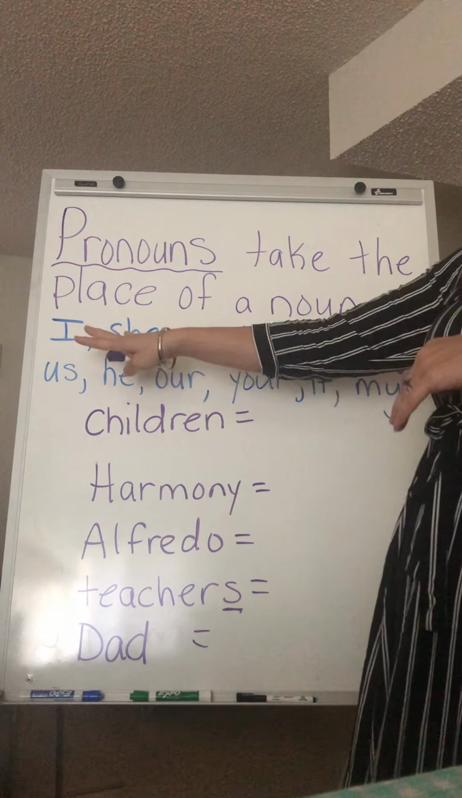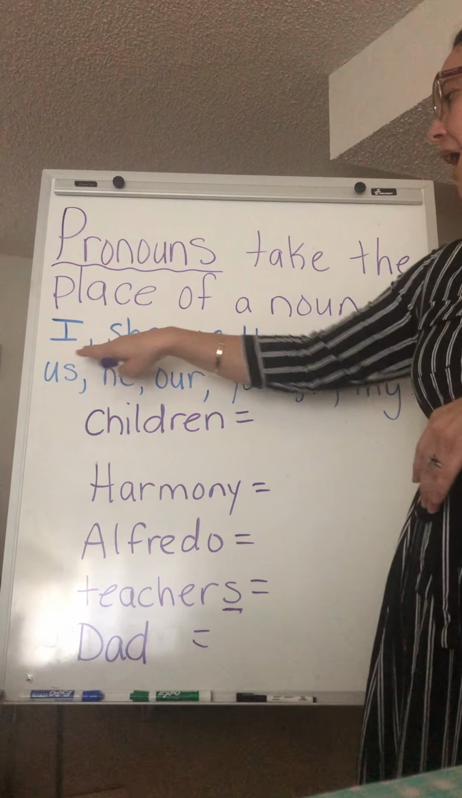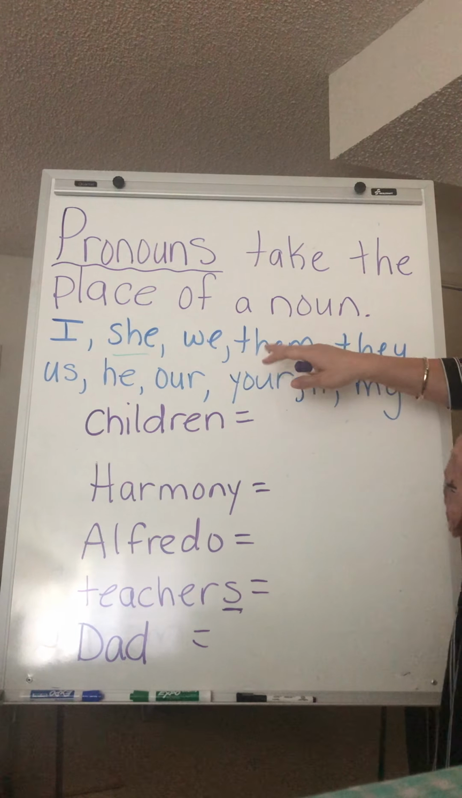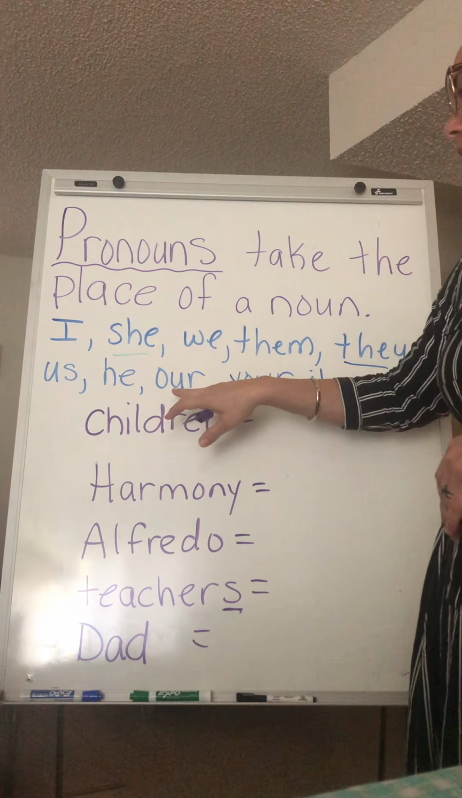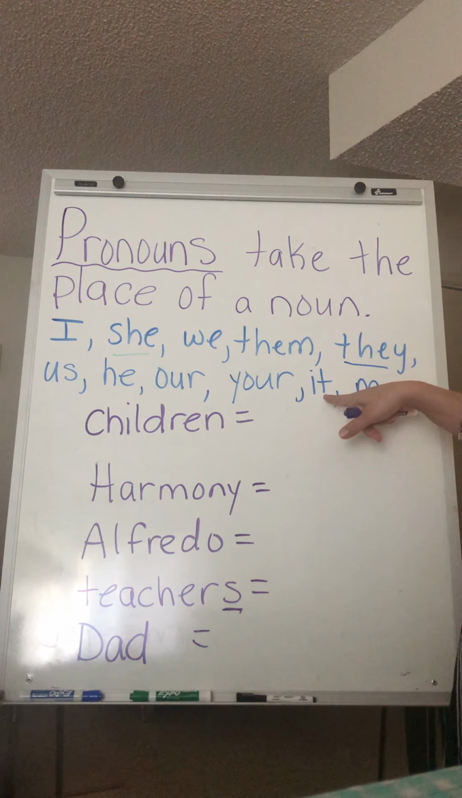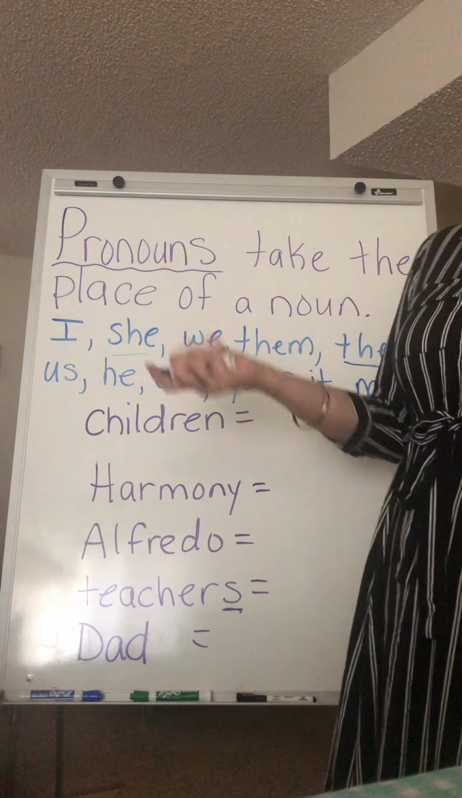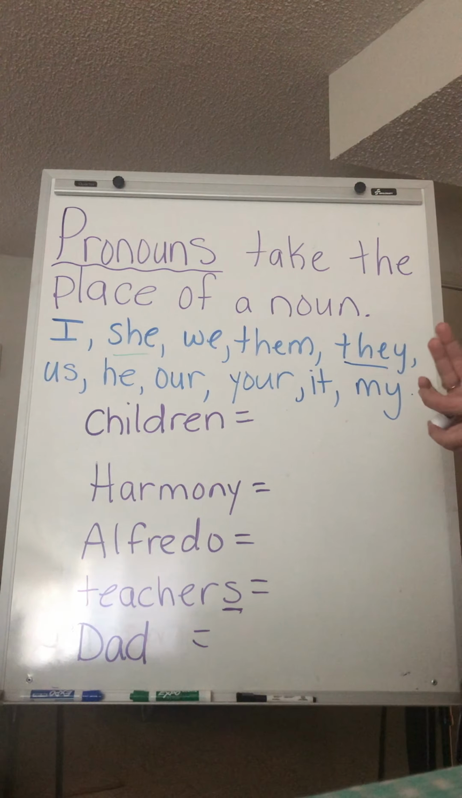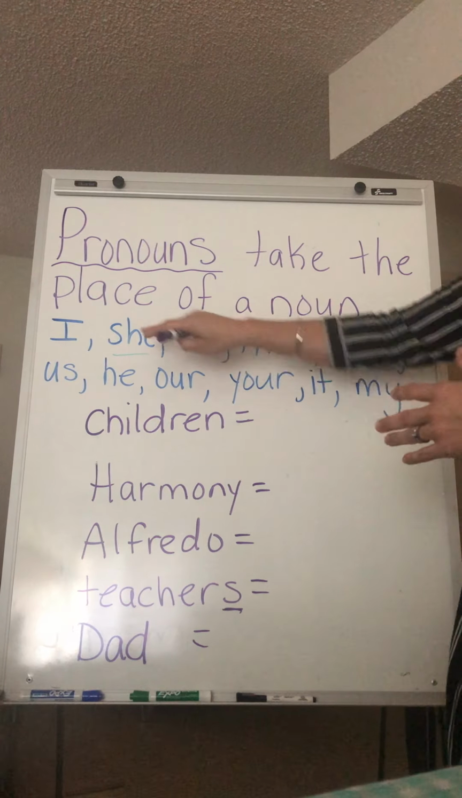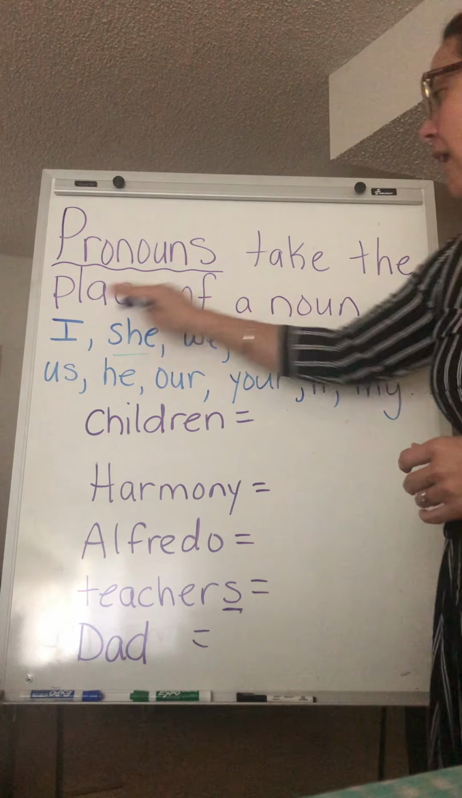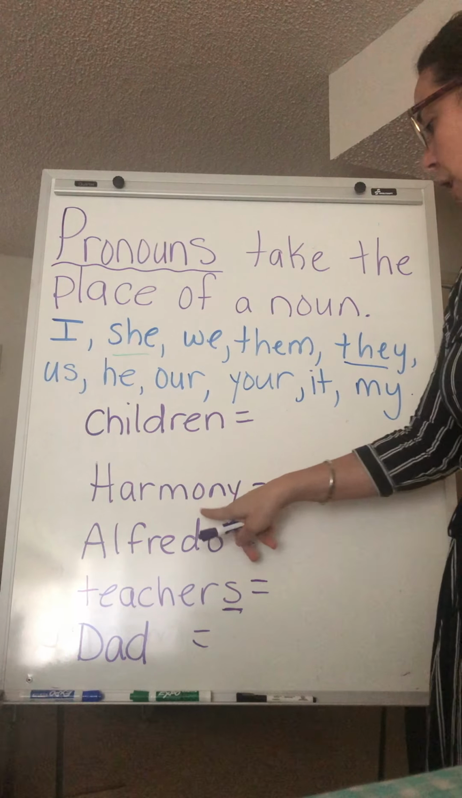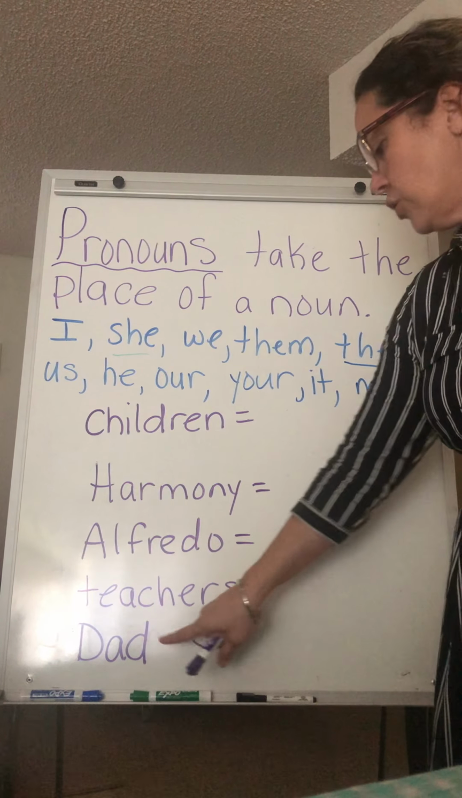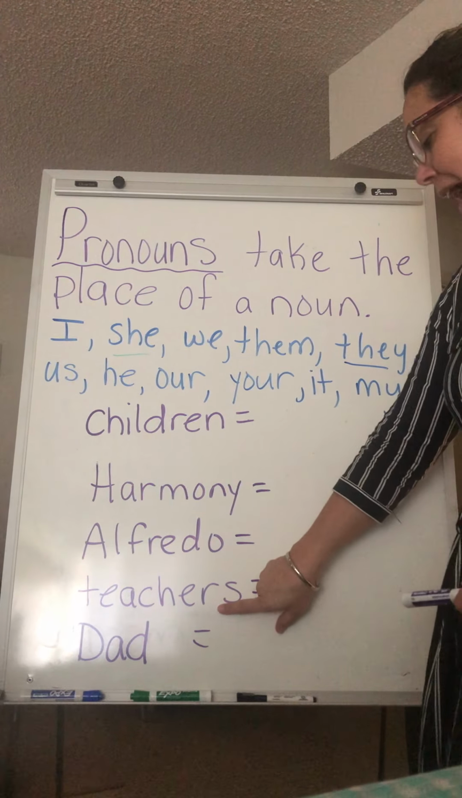So these words are pronouns: I, she, we, them, they, us, he, our, your, it, and my. There are other pronouns. I just put a few of them up there. And when I say these words will replace the nouns we are using. For example, I wrote the word children, Harmony, Alfredo, teachers, and I wrote the word dad.